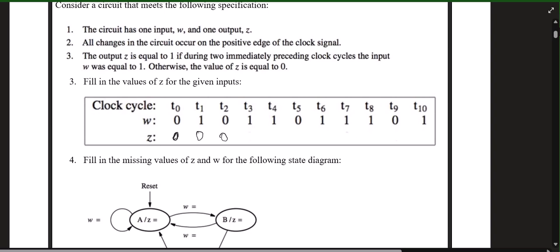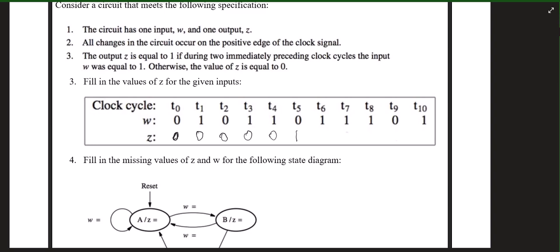When we get to T3, I look at the previous 2 inputs, 0, 1. They're not both 1, so I'll have a 0. When I get to T4, I look at the previous 2 inputs. The previous 2 inputs are T2 and T3. They're not both 1, so it's 0. But I get to T5, and I look at the previous 2 inputs, T3 and T4. They are both 1, so my output is 1.